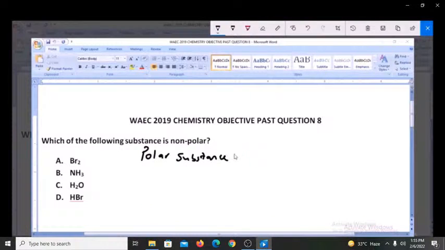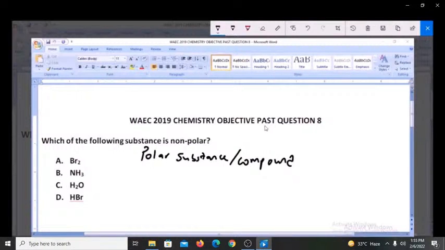A polar substance or compound is any substance or compound that has slight charges within it. A polar compound possesses charges within the constituents that make up that particular compound, and those charges exist due to electronegativity. Electronegativity is the tendency for an element to attract electrons.